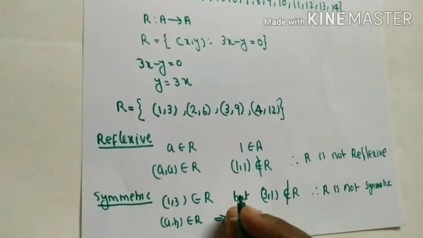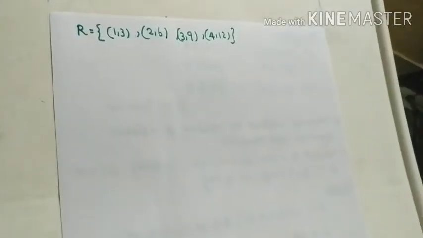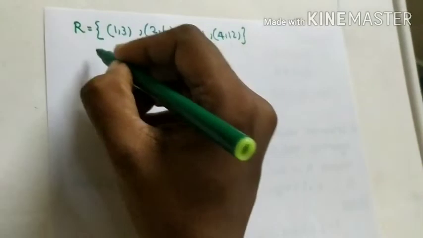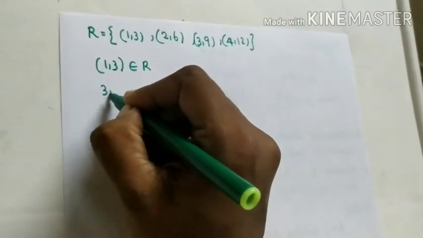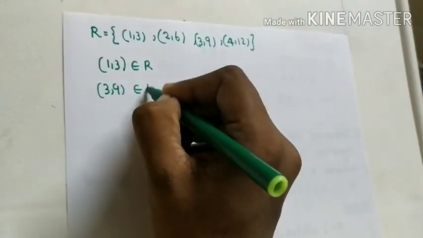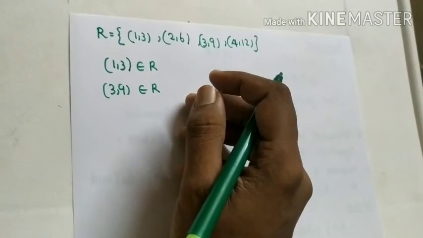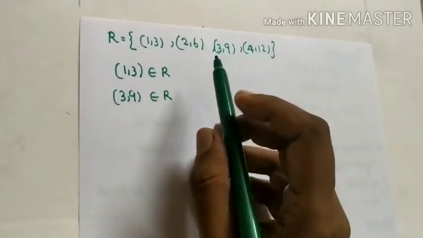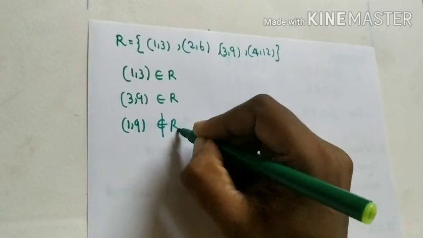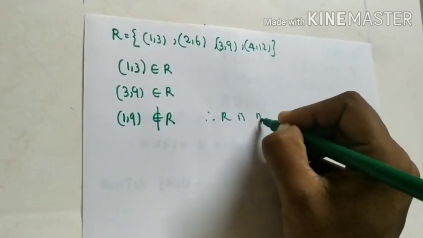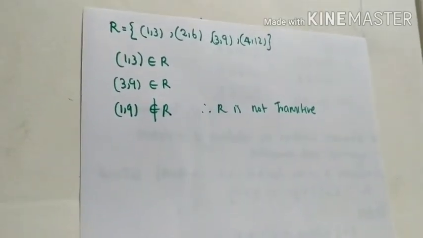So let us check it for transitive. Let us take (1,3) as an element of R, and (3,9) is an element of R. If it is transitive, (1,9) should be an element of R. But we can observe in the relation that (1,9) is not an element of R. Therefore, the relation is not transitive. Okay, I hope you understood.